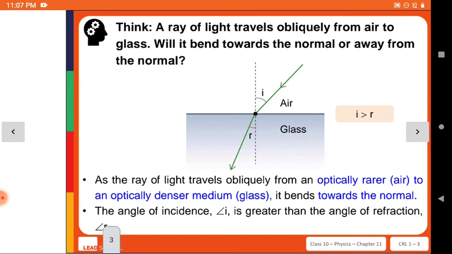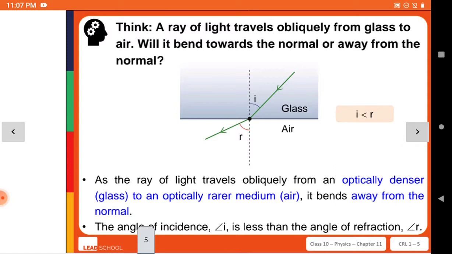But there is a difference. When a ray of light travels from a rare medium to a denser medium, the light bends toward the normal. But when a ray of light travels from a denser medium to a rare medium, the light bends away from the normal. So there is a difference.